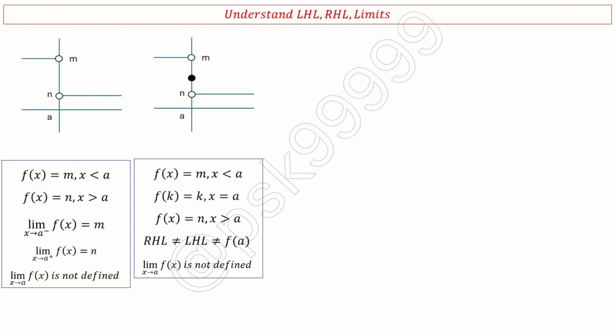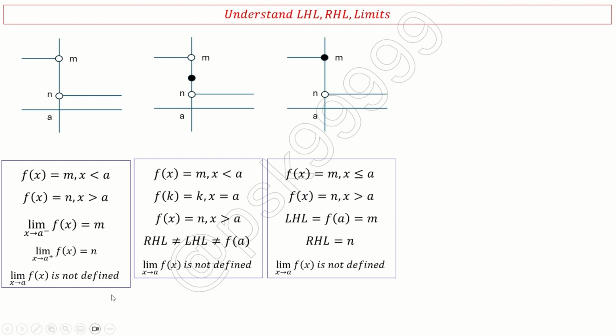Now let's see the next. f of x equal to m for x less than or equal to a. That means f of x at x equal to a is m. Okay, f of a is m, and f of x equal to m for x less than a also, and f of x equal to n for x greater than a. Now in this case, LHL equal to f of a equal to m. Both are same, but the RHL value is different. RHL is n. That means limit is not defined because LHL is not equal to RHL. So we cannot even think about continuity here.